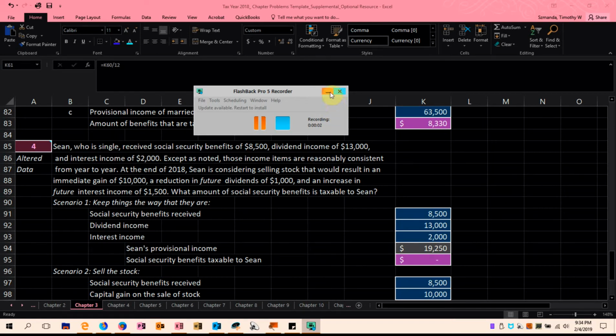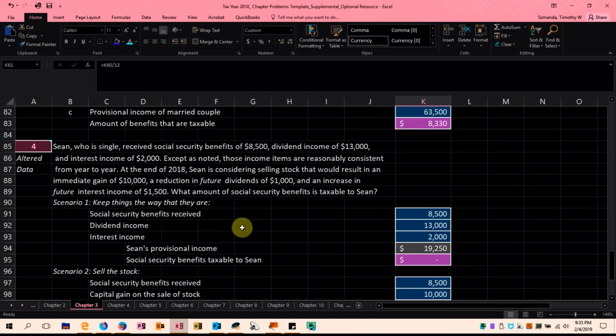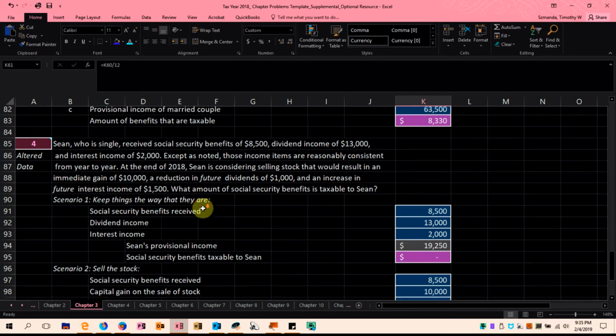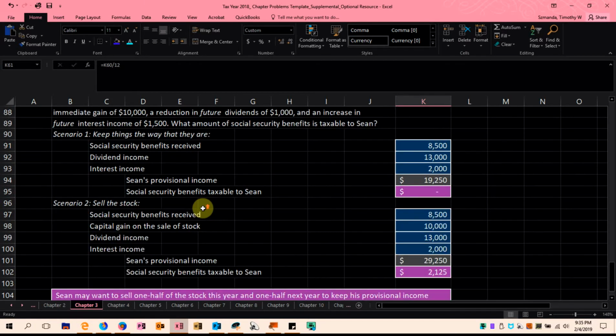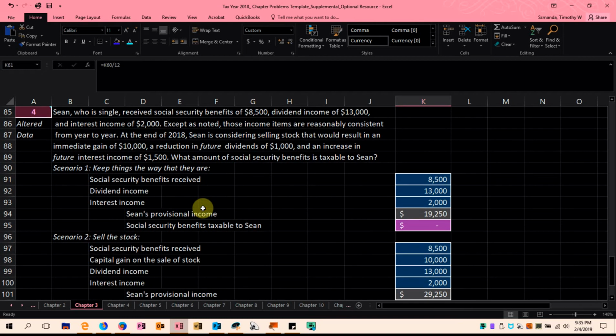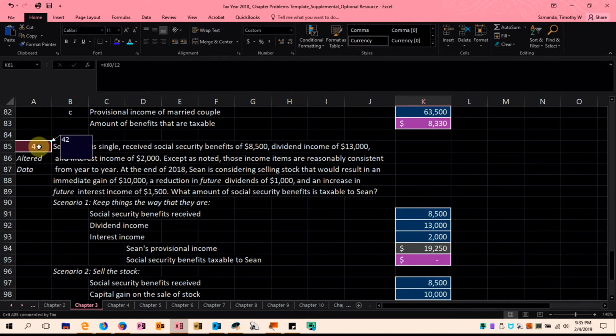In this third and final video, I'll be going through an example of how to calculate the extent to which Social Security benefits may be taxable. This problem is one of your assigned problems in Chapter 3, and it relates to end of chapter problem number 42, although I've already altered some of the data. If you want to follow along, it's on page 3-37.